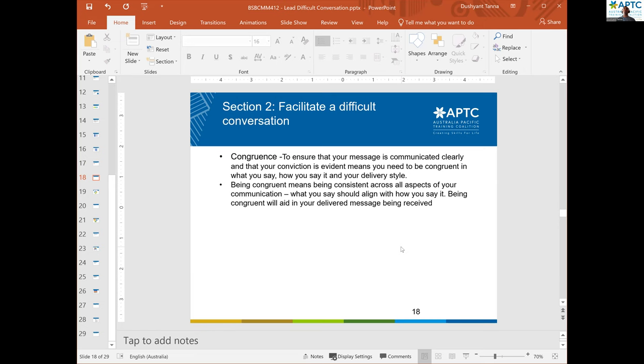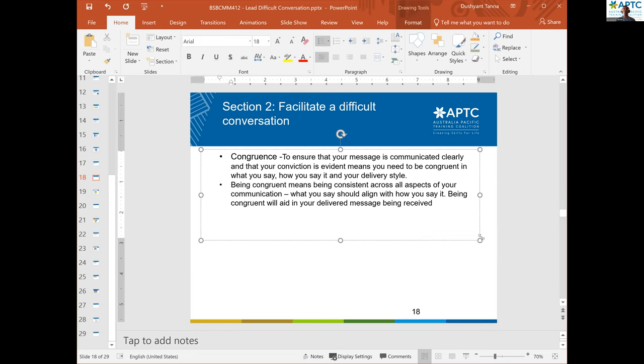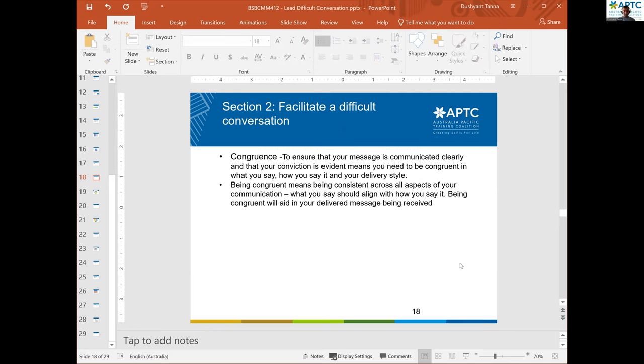Congruence: to ensure that your message is communicated clearly and your conviction is evident, you need to be congruent in what you say, how you say it, and delivery style. They all have to align. What you say, how you say it, and delivery style. Being congruent means being consistent across all aspects of communication. What you say aligns with how you say it.